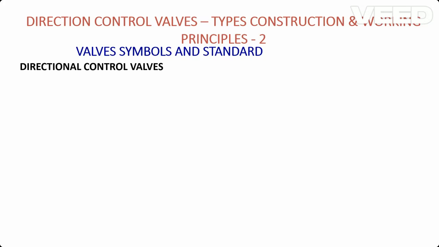Some of you might have already heard about direction control valves. Majorly we will be naming them as 3 by 2 valves, 4 by 2 valves, 5 by 2 valves, 5 by 3 valves, or 4 by 3 valves in this way. So let us try to understand what is 5 by 2 or 3 by 2, and how those names came.